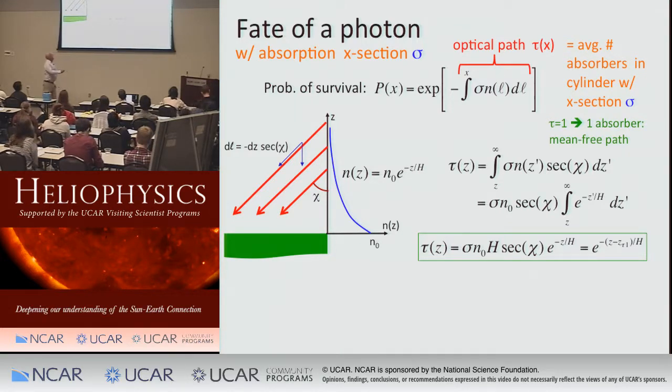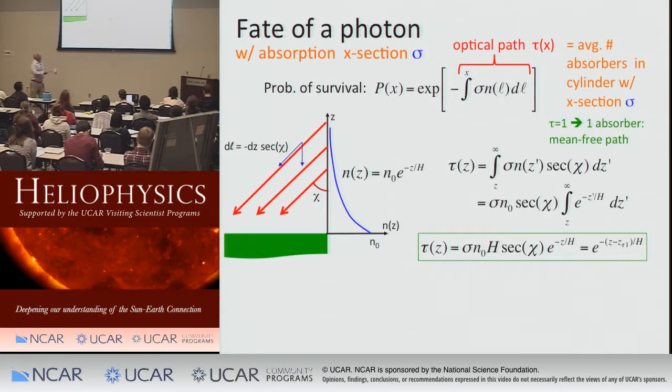I'll move that out. And then I have this geometric secant of chi, which is telling me that if you go in at an angle, you're going to go through a much longer path to get to a certain height. But the important thing is this integral of e to the minus z over h, right? The number, integrating this exponential. And so now I get an optical path that is exponential.